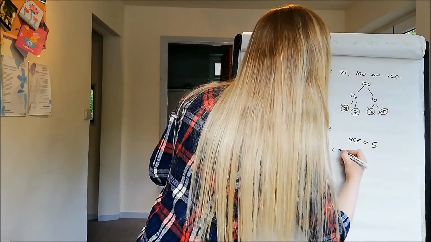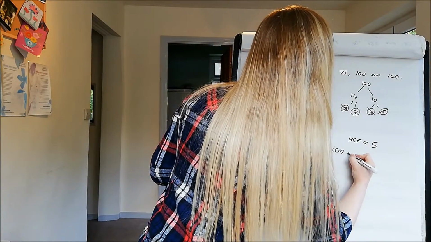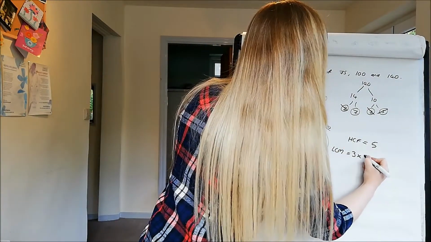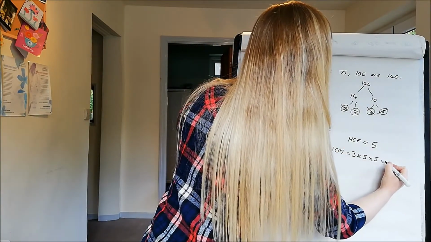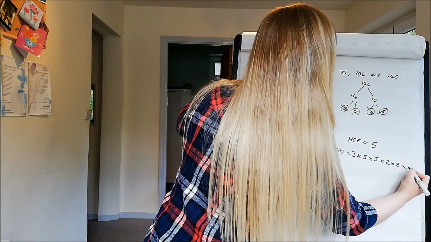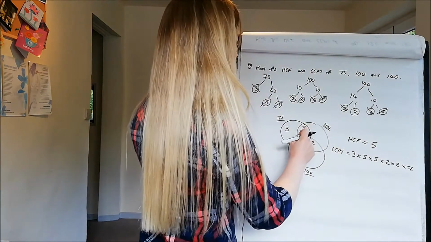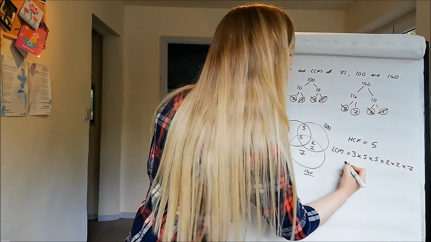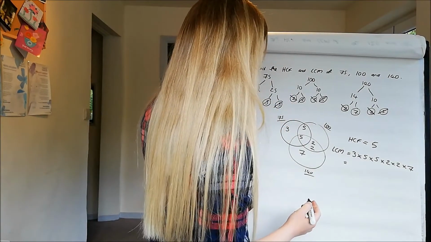And then the lowest common multiple is going to be everything times together. So 3 times 5 times 5 times 2 times 2 times 7. 1, 2, 3, 4, 5, 6. So I've got them all. Right.